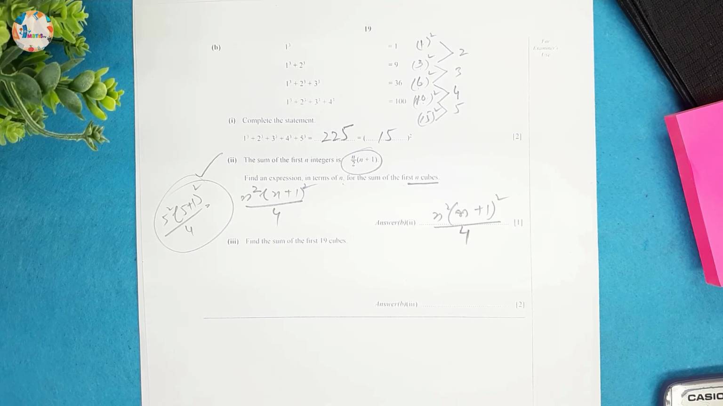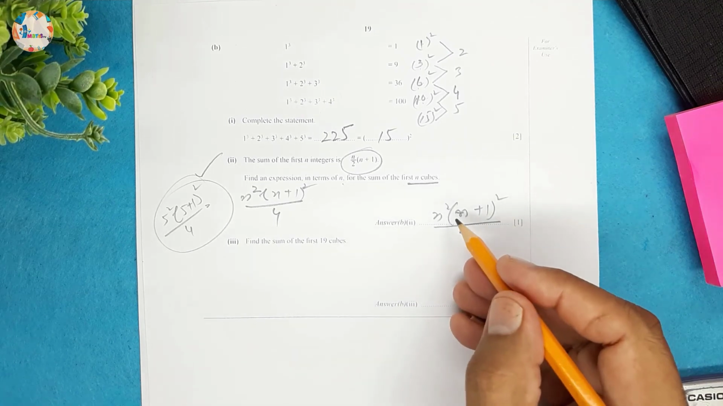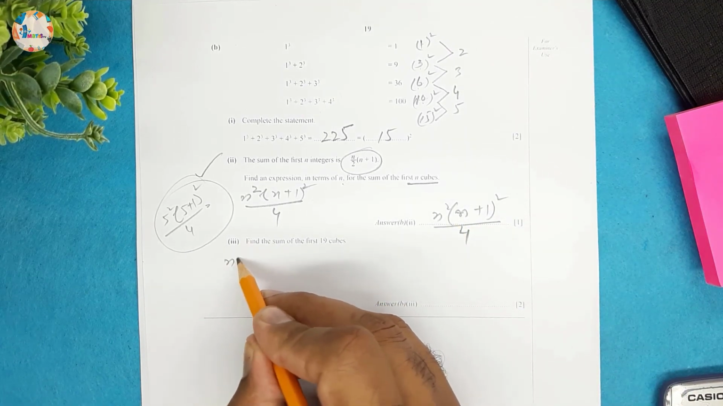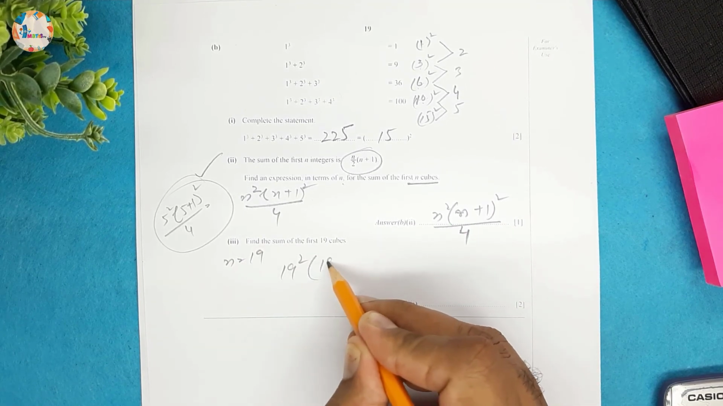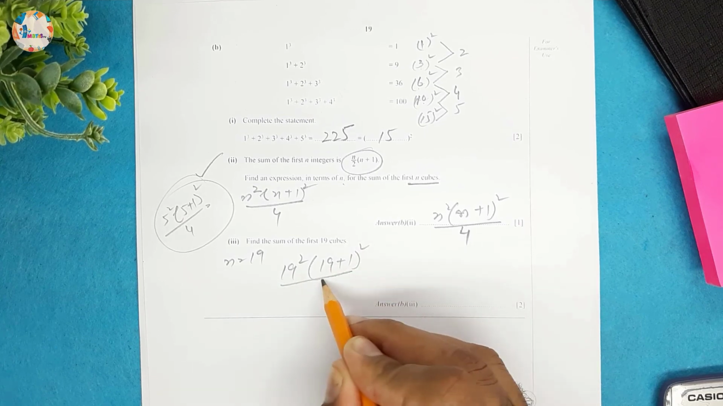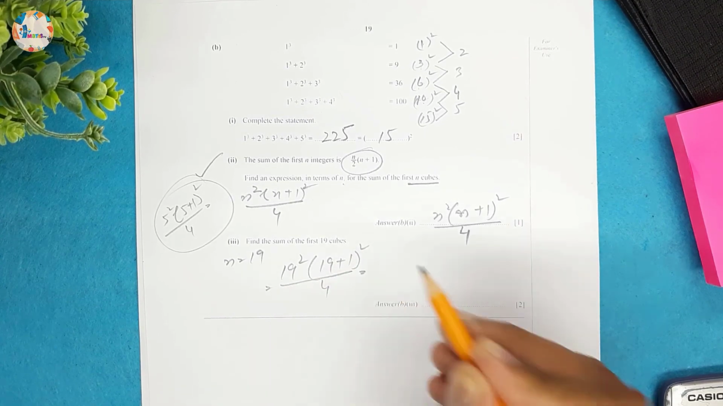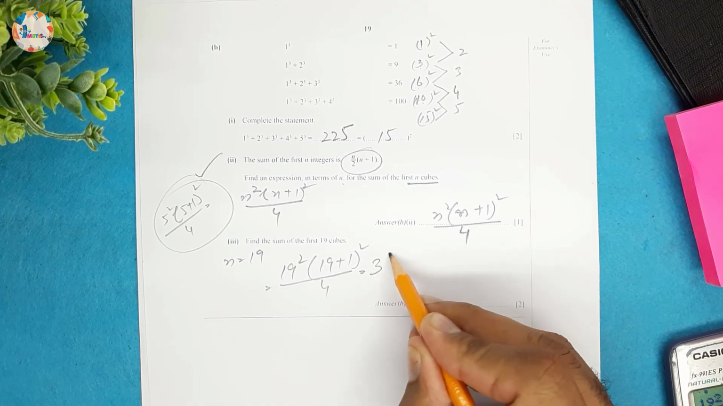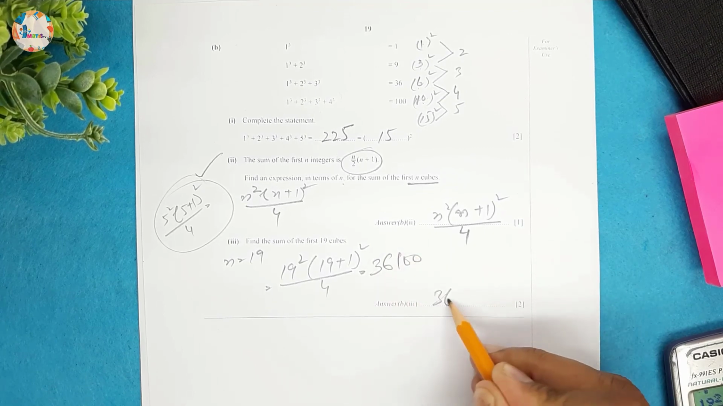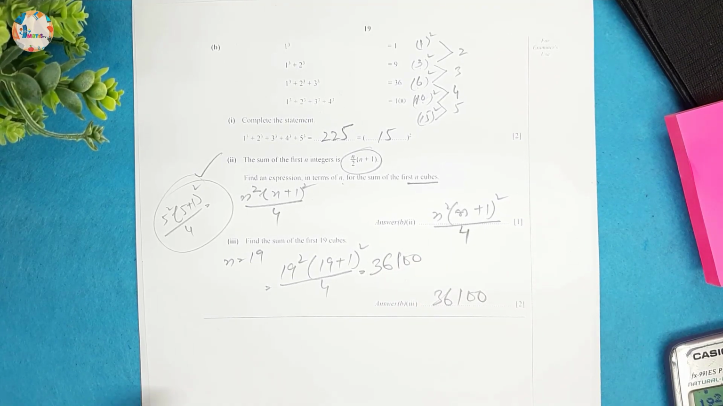Find the sum of the first 19 cubes. So in this formula we will replace n with 19. So our equation will become 19 squared into 19 plus 1 squared divided by 4, and this will be equal to 36100. 36100 will be our final answer.